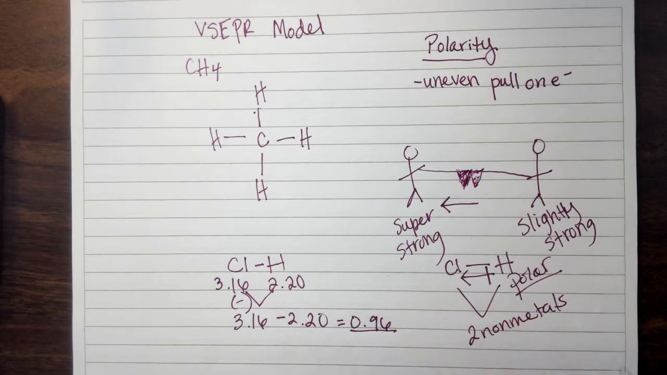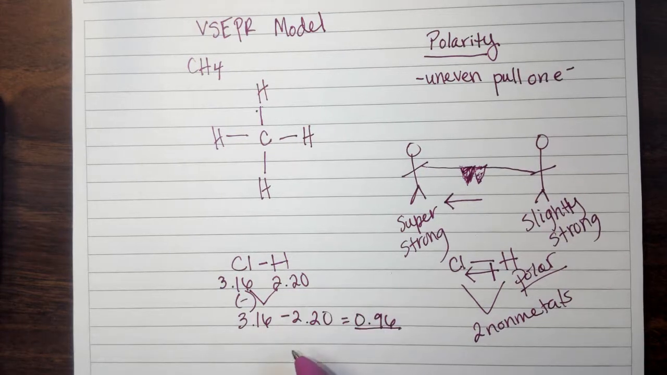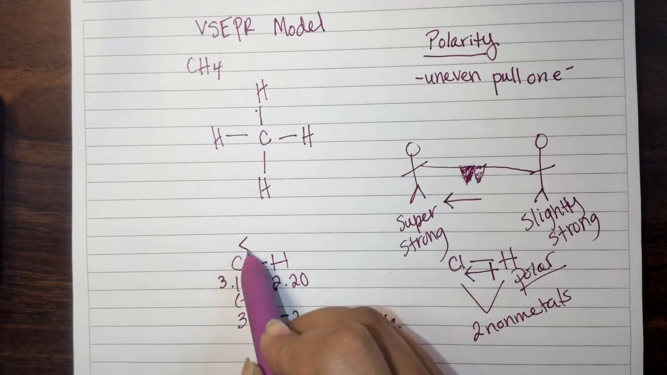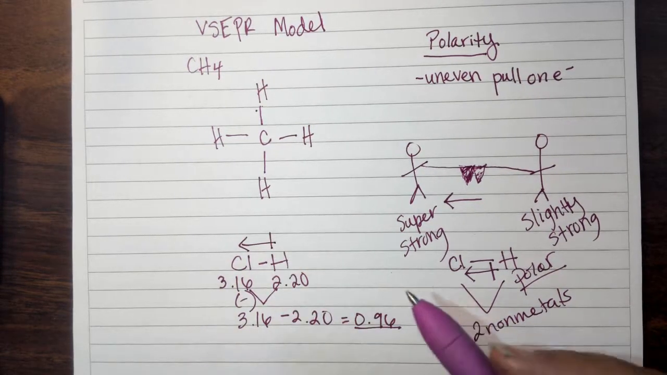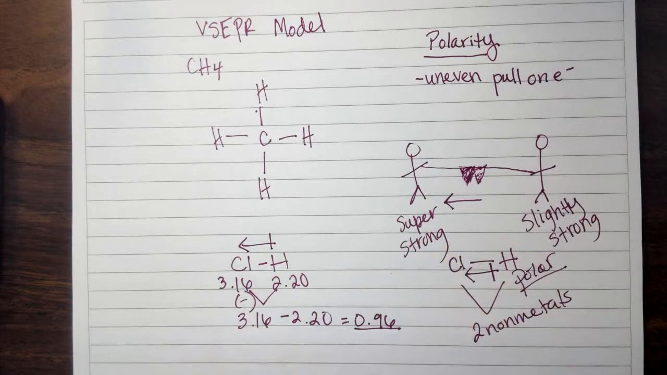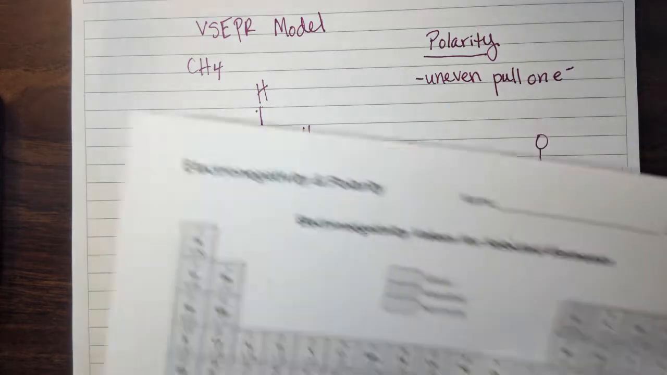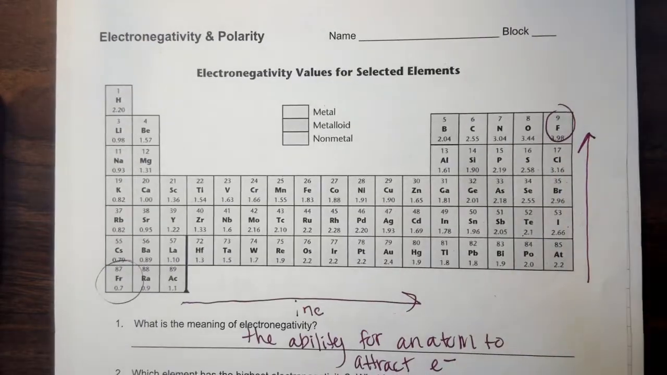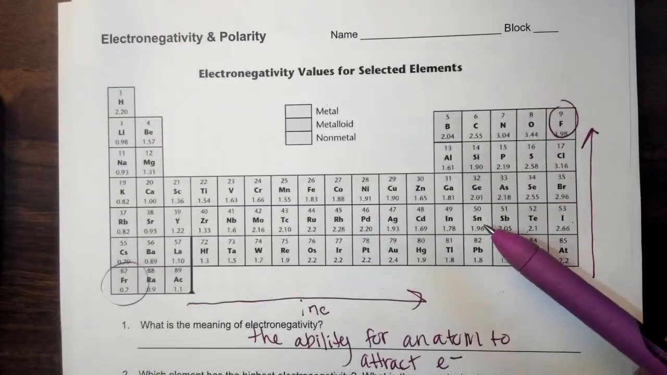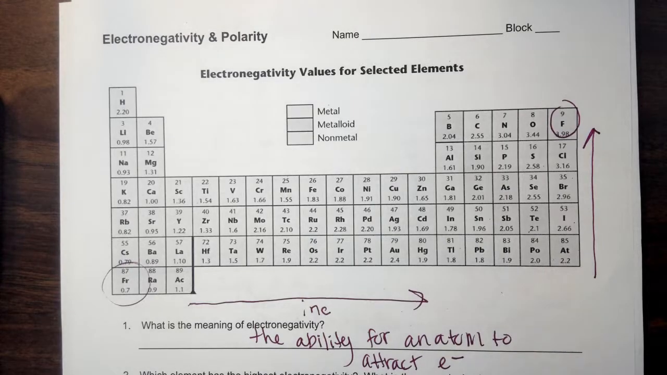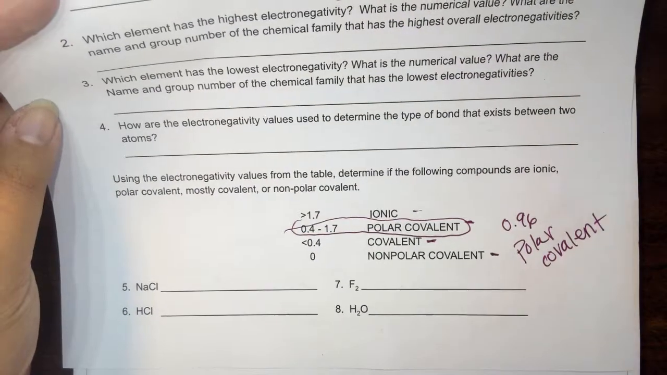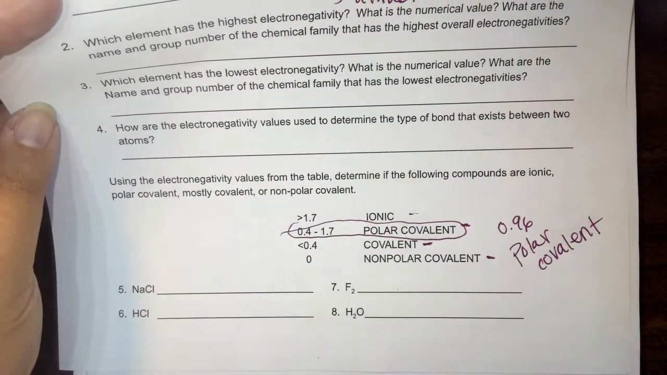Okay, so if we had the values all the time, we would be able to see that this is a polar object because of the different values that are given. If we are given the chart, it makes it super easy because then you can just subtract the two numbers and compare it to your bond type chart at the bottom of the page that I just showed you, right here. But what happens if we do not have this chart?